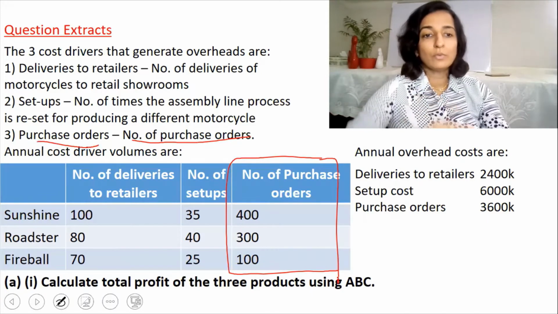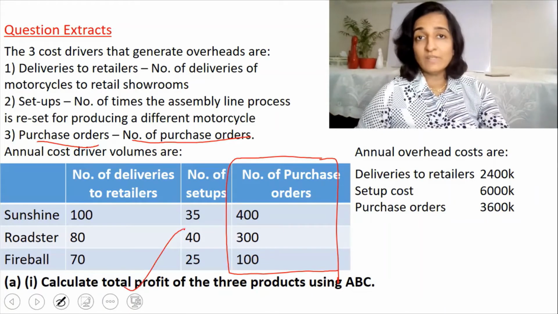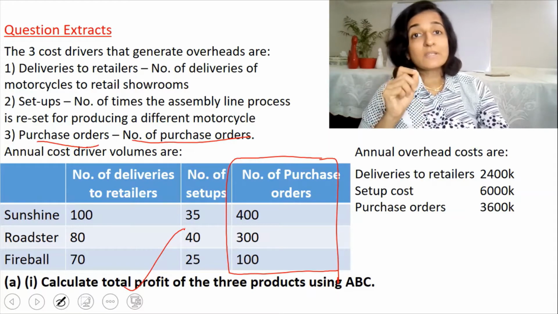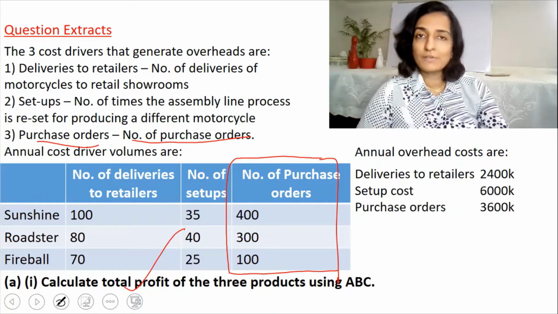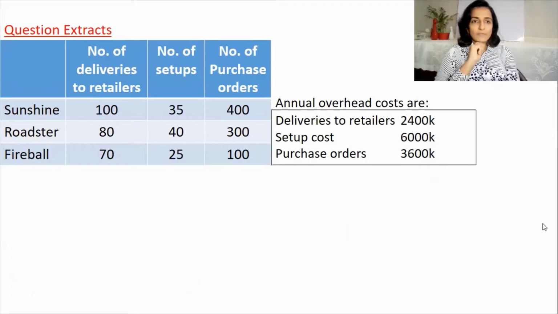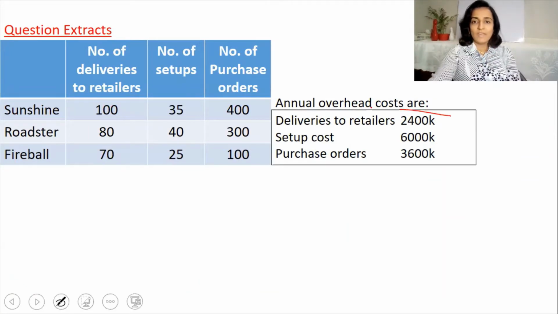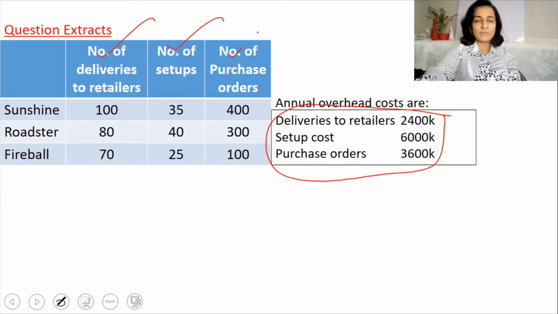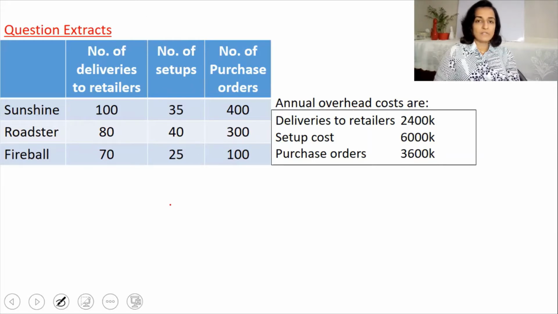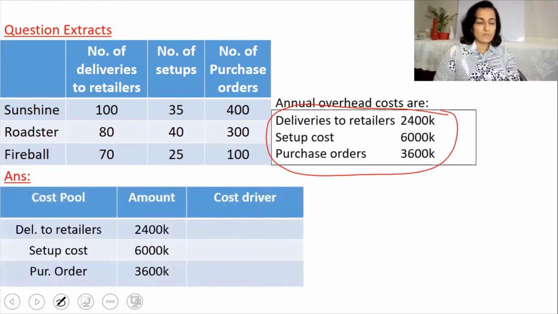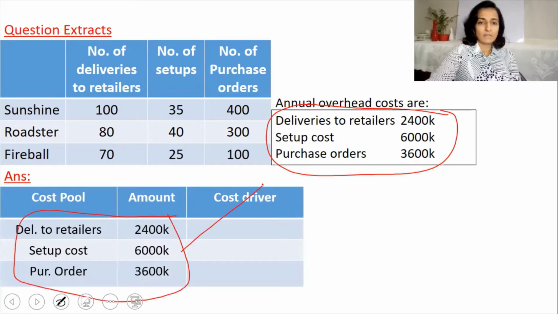Now, all that we have to do for calculating the total profit under ABC is to split the overhead cost according to the cost driver ratio. So let's get started. So I have copied the relevant question extracts. We have the three cost pools here, and we have the respective cost drivers here. So we will start off with the answer by drawing a table by copying all the cost pools and the cost pool amount. So here it is. This is nothing but the cost pools copied from the question.